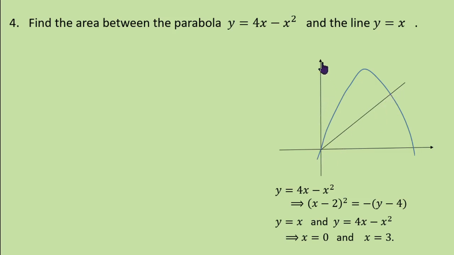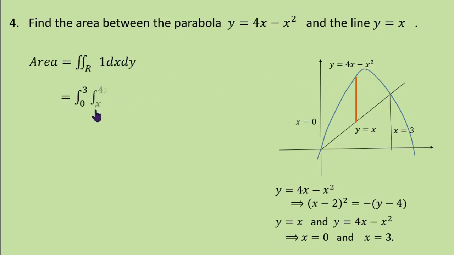Now here x varies from 0 to 3. So this is x equal to 3, the point of intersection. For each x from 0 to 3, y goes from this line to this parabola: y equal to x is the lower limit of y, and the upper limit of y is 4x minus x square. So y varies from x to 4x minus x square, x varies from 0 to 3, and hence the required area is the integral of 1, with x varying from 0 to 3 and y varying from x to 4x minus x square.